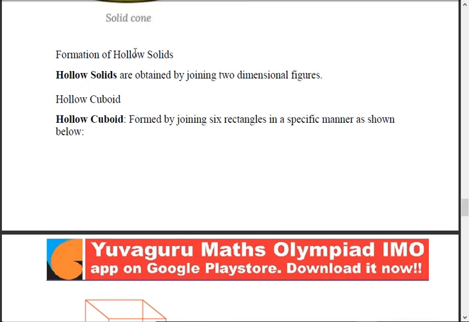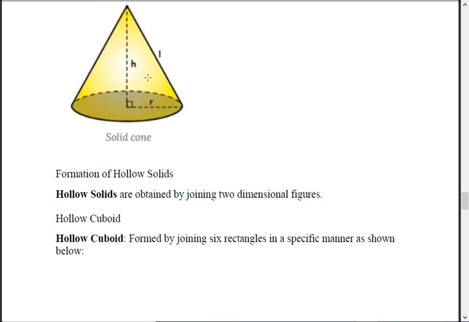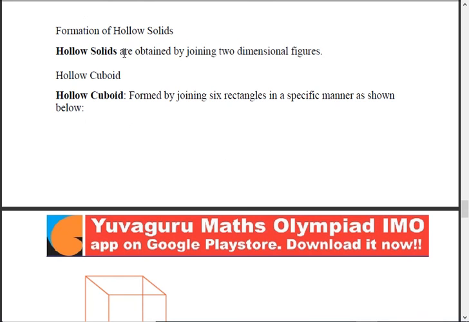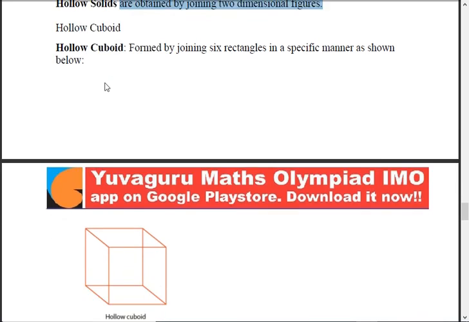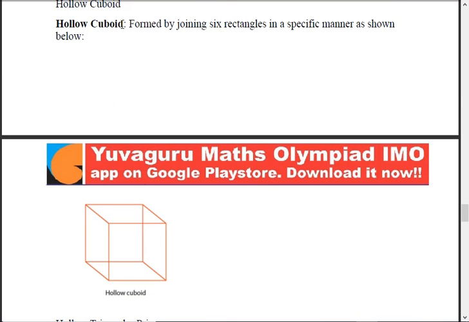Now hollow. Earlier we saw solid, now hollow. Hollow means empty from inside. Hollow solids are formed by joining two-dimensional figures. How? Hollow cuboid is formed by joining 6 rectangles. See this, these rectangles you can join to each other, and you will form a cuboid.